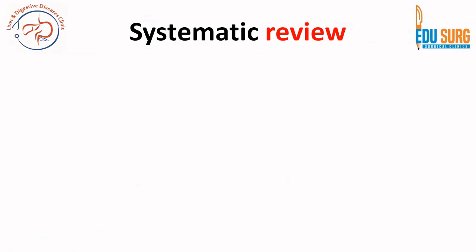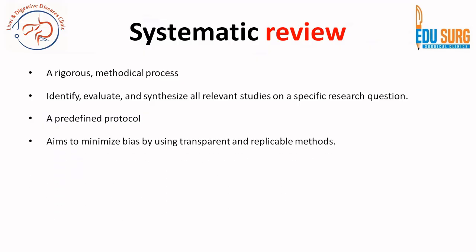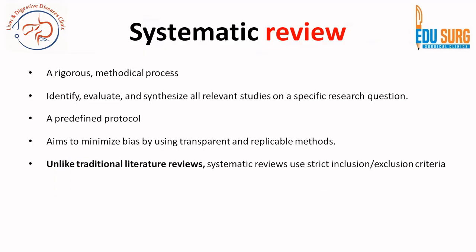Now coming to systematic review, like I said, it has a rigorous methodological process where you identify, evaluate, and synthesize all relevant studies on a specific research question. You need a predefined protocol. The protocol needs registration. We will see all the steps of systematic review. The aim is to minimize bias by using transparent and replicable methods.